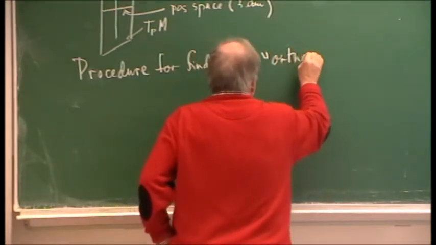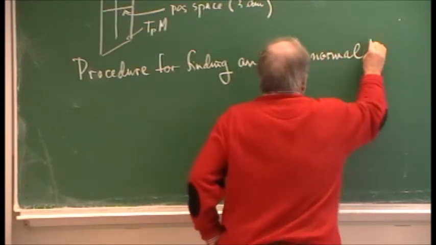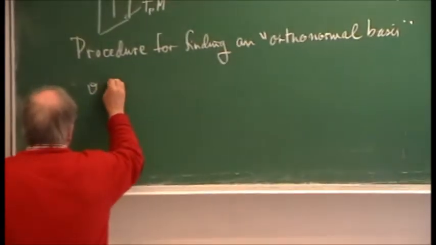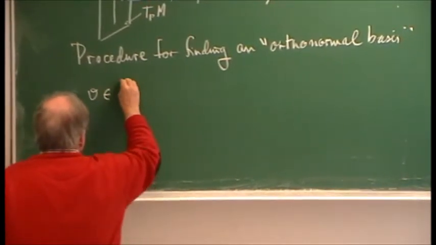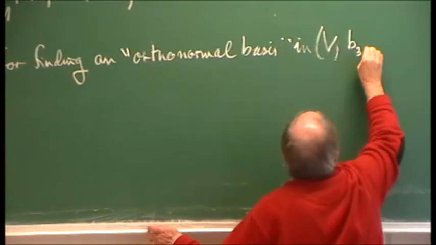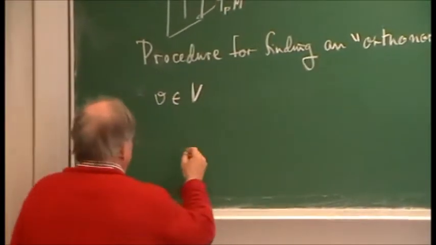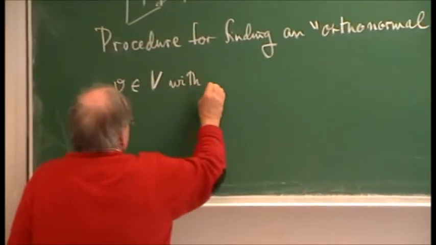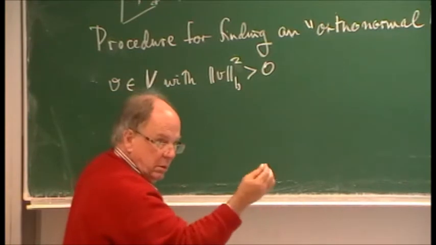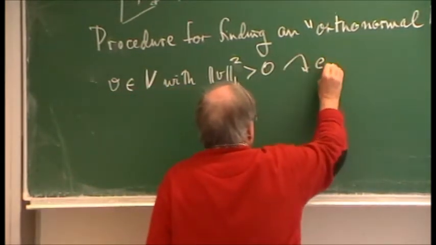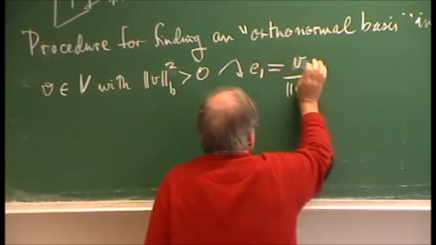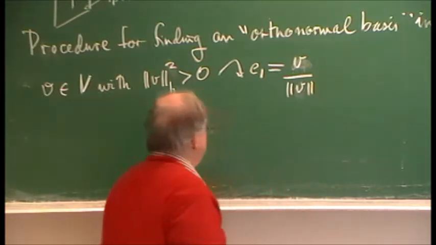Write it here, the procedure for an orthonormal basis. I take any vector v in the vector space V, equipped with a bilinear form of signature (3,1). Take any v with norm squared positive with respect to this form. Then I define e1 to be v divided by the length of v. It's a unit vector.